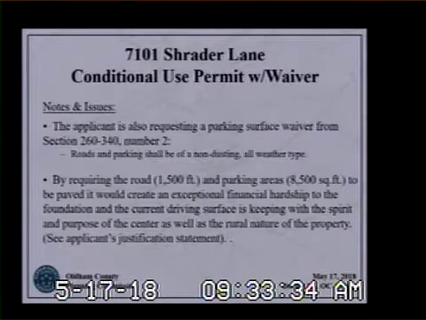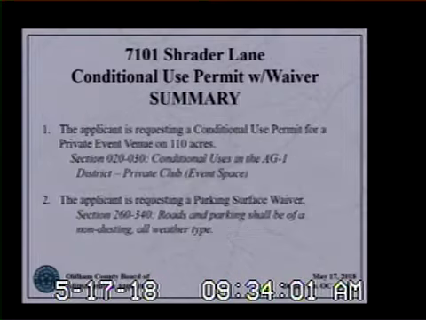The applicant is also requesting a parking surface waiver from section 263.40, number 2, that says that roads and parking areas shall be of non-dusting all-weather type. According to the applicant's justification statement, by requiring the road, which is approximately 1,500 feet, and parking area of 8,500 square feet to be paved, it would create an exceptional financial hardship to the foundation. The current driving surfaces are in keeping with the spirit and purpose of the center as well as the rural nature of the property.